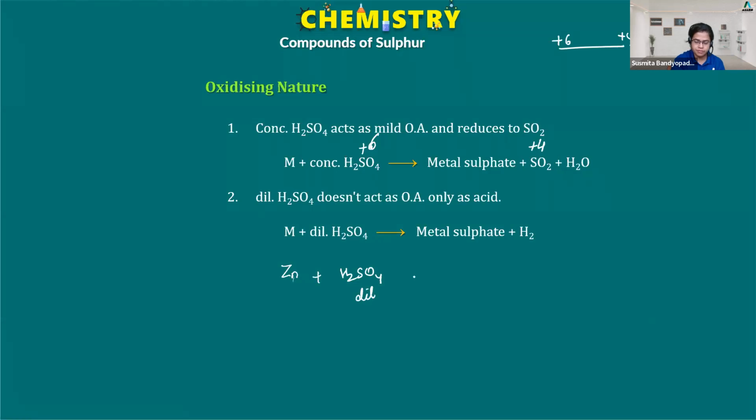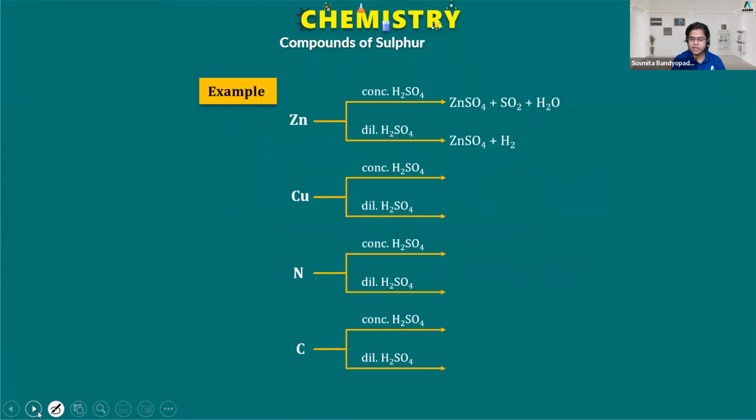What will happen? Fine. This is what will happen. Very good. This kind of list or chart you need. But this normally undergoes a normal displacement reaction. Here, this is acting as an oxidizing agent. So this reaction on the top is a redox reaction. This is a non-redox, a normal displacement reaction.